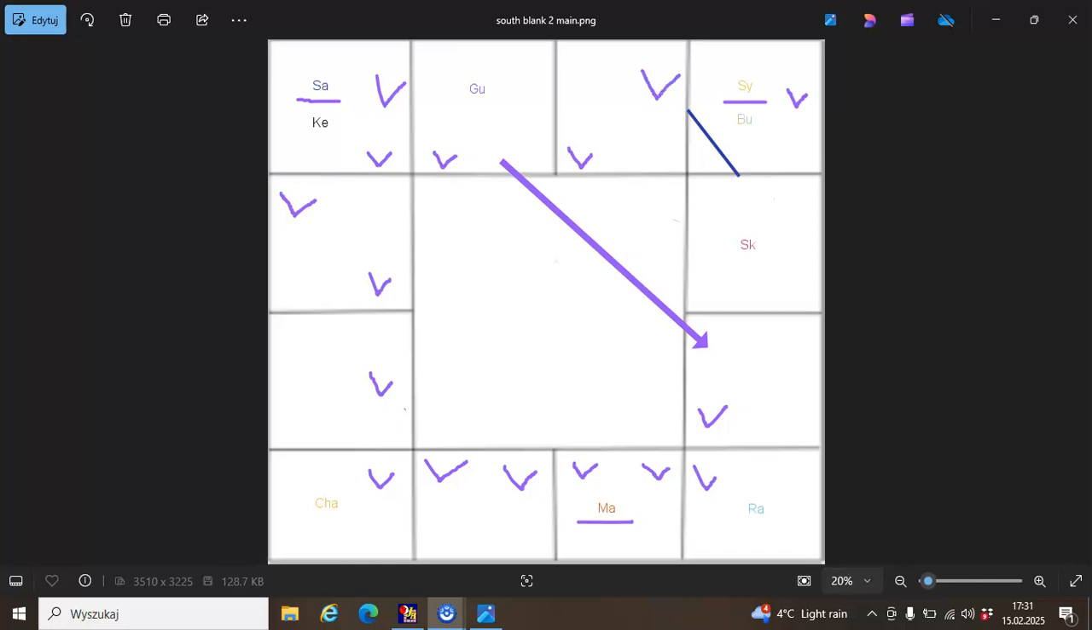Rishabha, which is Taurus, is obviously an even sign, so our counting will be anti-clockwise. We need to figure out how many signs, houses, or places Venus, the ruler or the owner of the sign of Rishabha, has traveled from the sign of Rishabha. So our counting will be anti-clockwise.